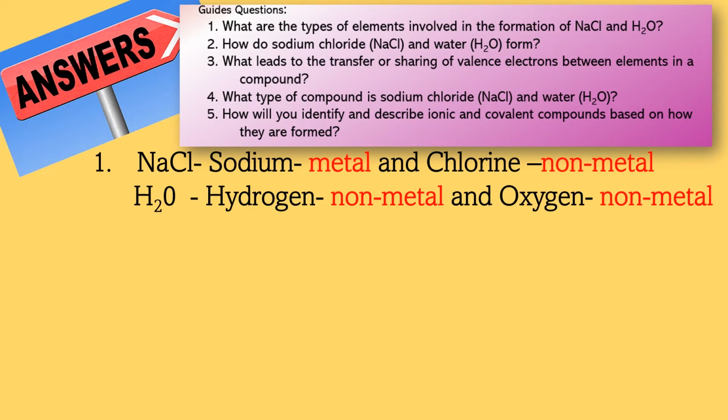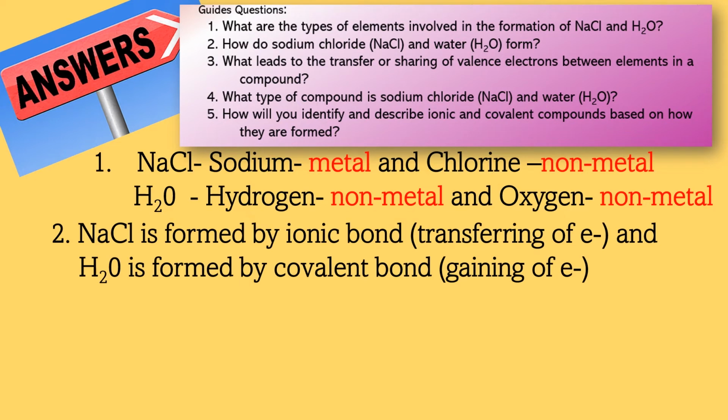Sodium chloride is composed of sodium, which is a metal, and chlorine, which is a non-metal. Water is composed of hydrogen, which is a non-metal, and oxygen, a non-metal. Number 2. How do sodium chloride and water form?